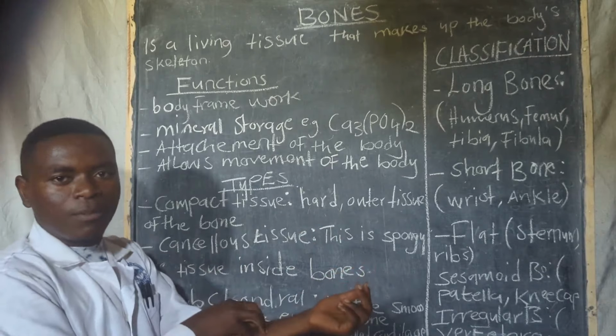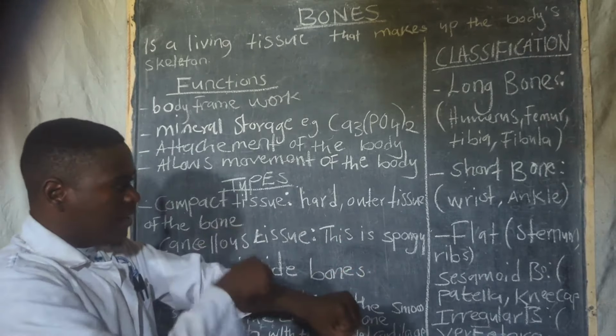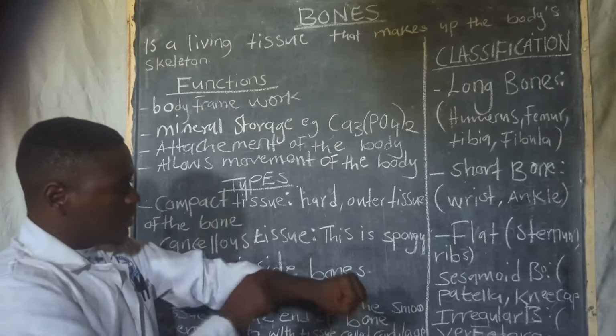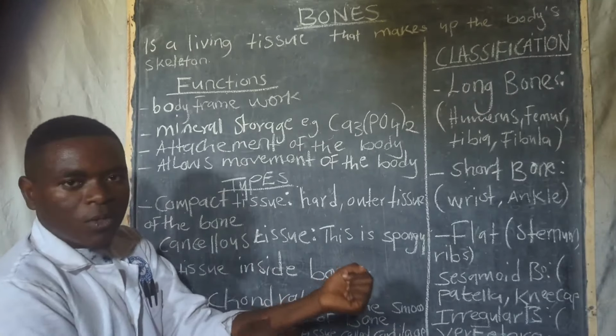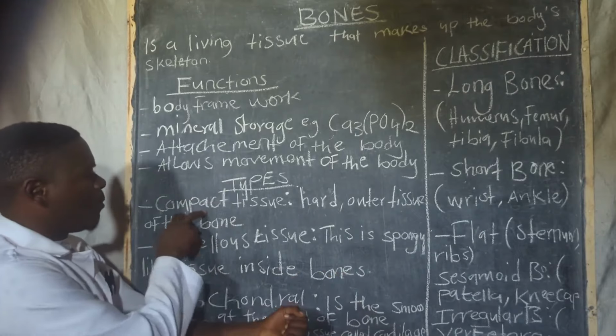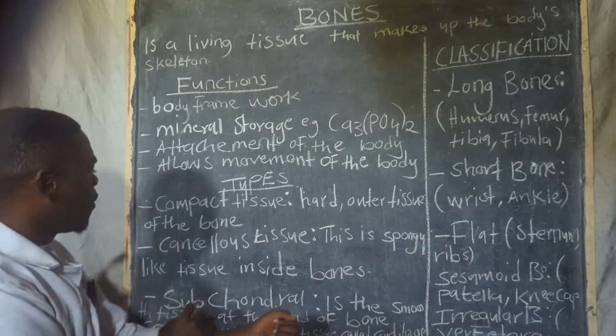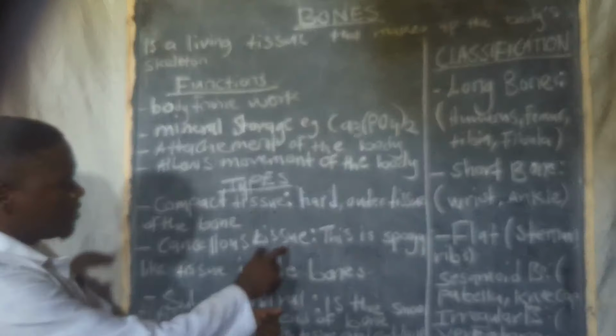If I remove the skin, I remove everything, I just remain with the bone. This hard thing here is called the hard outer tissue of the bone, and it is what I'm calling the compact tissue. We also have the cancellous tissue bone.